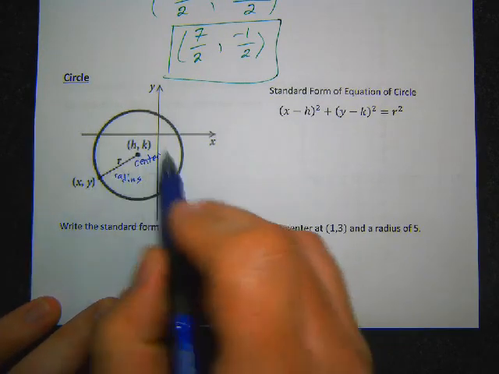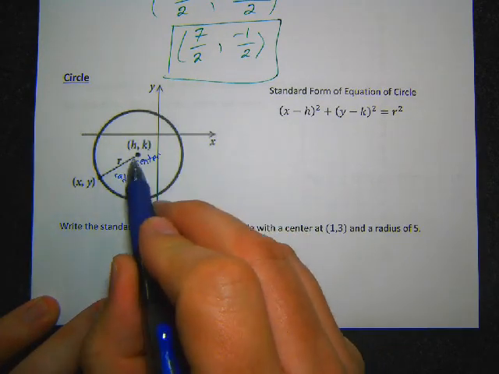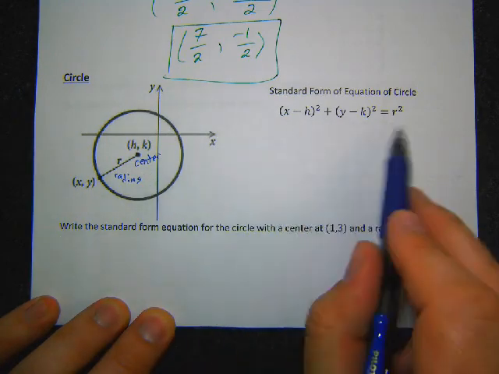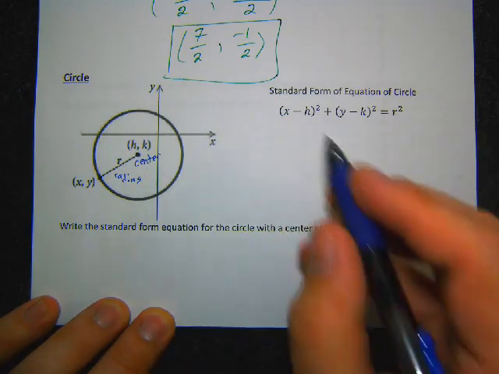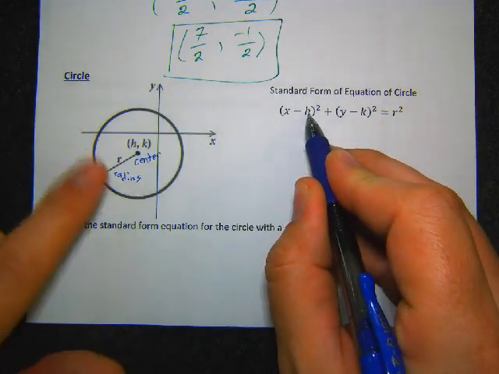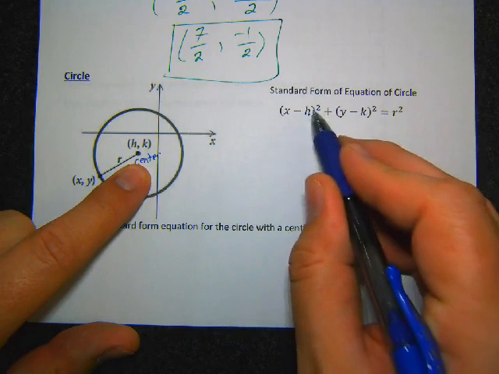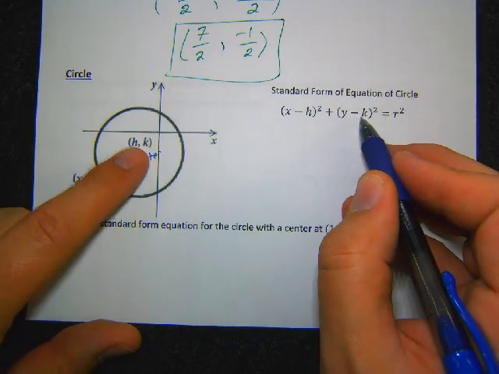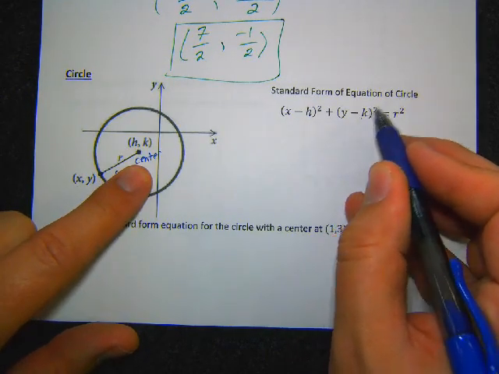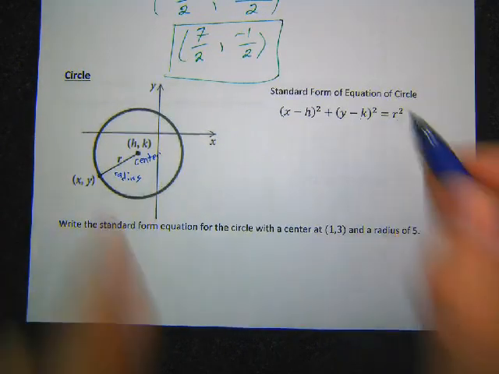Now, if you know this information, the radius and h and k, the center of the circle, you can actually write the equation of a circle, and this is how we write it. We take x minus h, where h is the x value of the center of the circle, squared, plus y minus k, again that's the k from the center, that quantity squared, equals the radius squared.